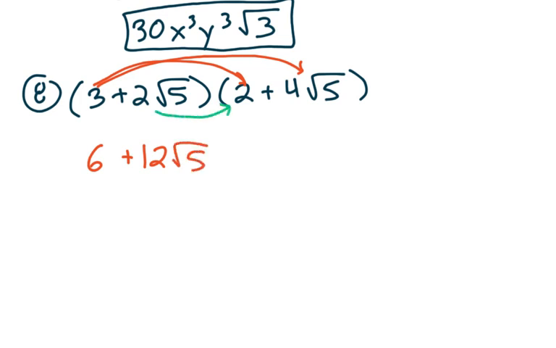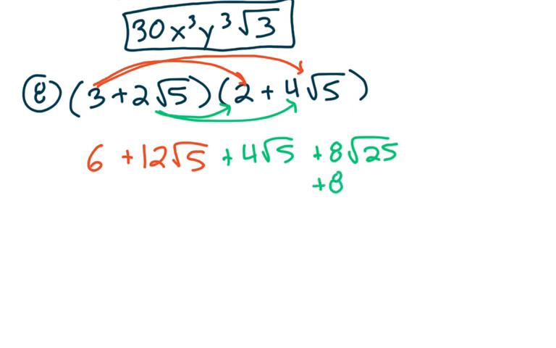Then we're going to distribute the 2 square roots of 5 to each term. So 2 square roots of 5 times 2 will give us 4 square roots of 5. And 2 square roots of 5 times 4 square roots of 5 will give us plus 8 square roots of 25. Now the square root of 25, we should know this is 5. So this last term really becomes plus 8 times 5, and 8 times 5 is 40.